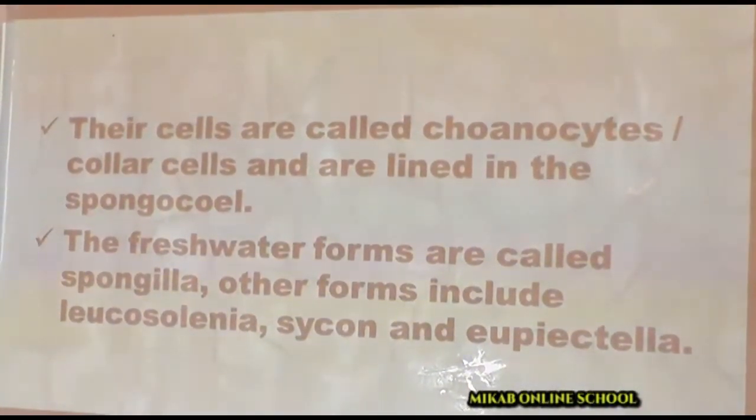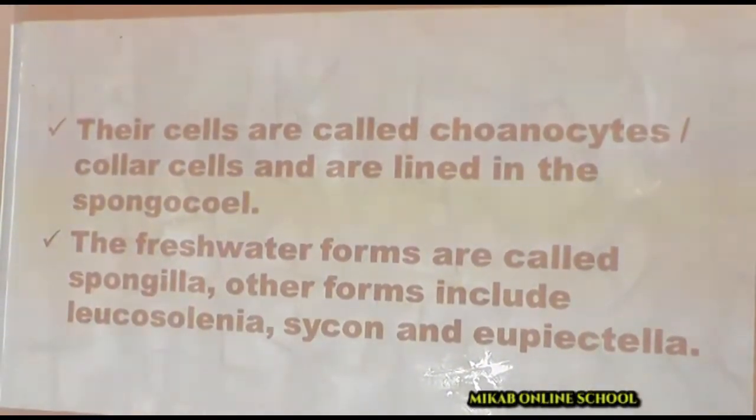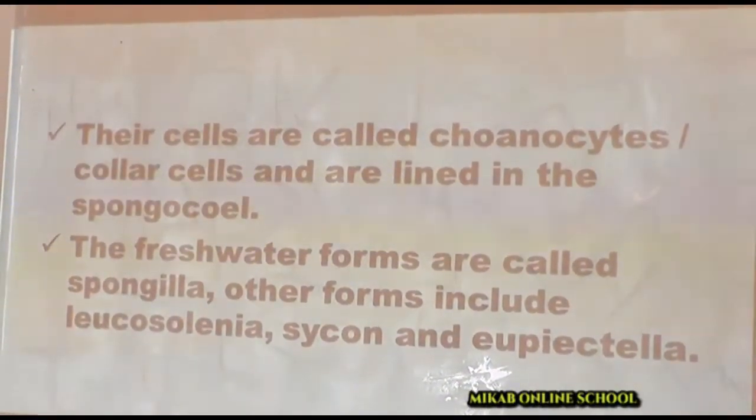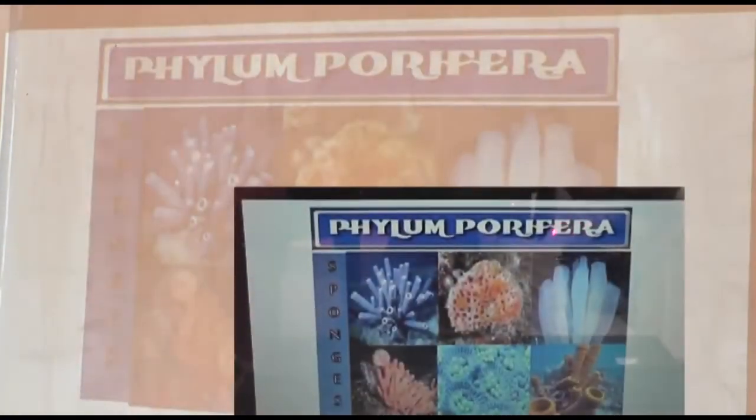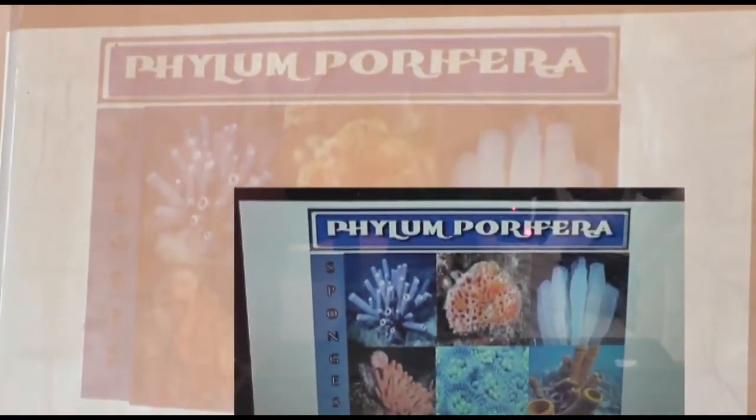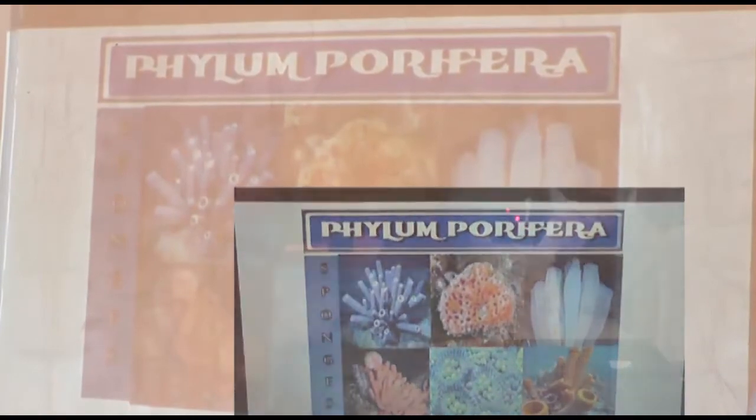The freshwater forms are usually called Spongilla, but we still have some other forms of sponges that we call Leucosolenia, Sycon, and what? Euplectella. Yes, Euplectella. Here are some of what these animals actually look like.